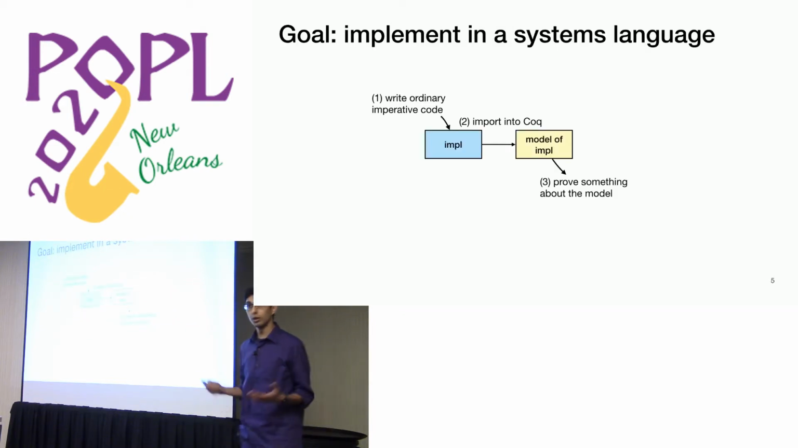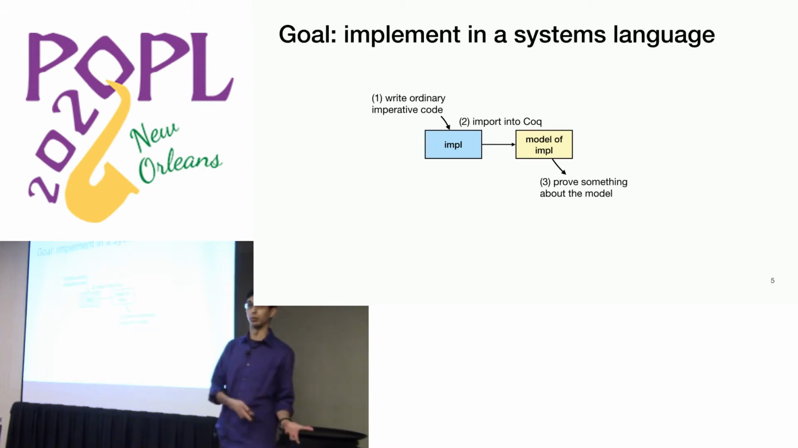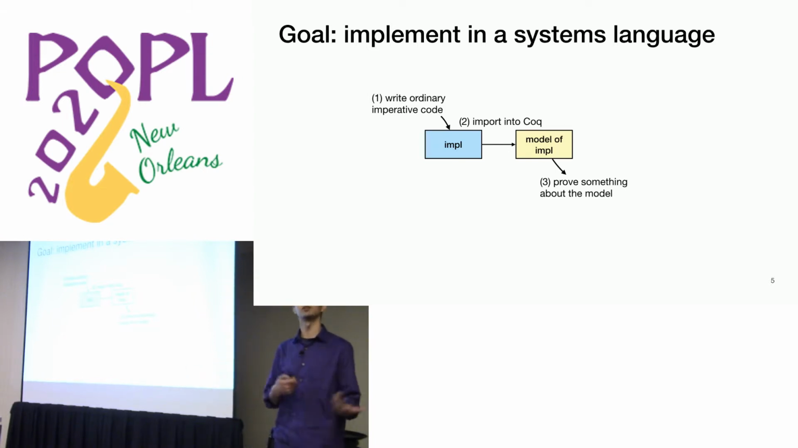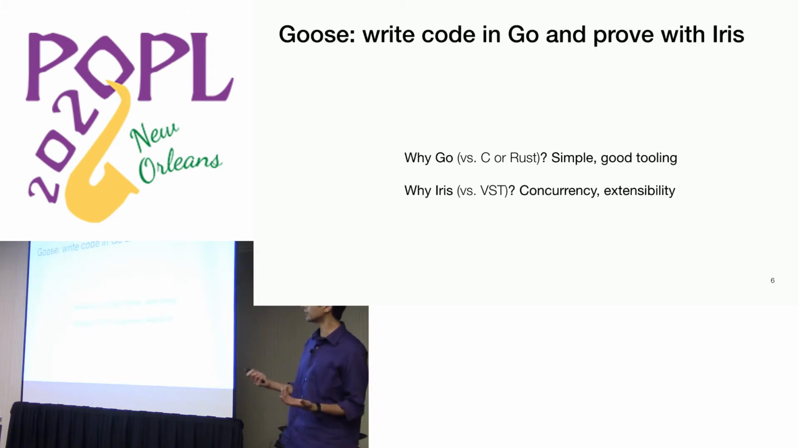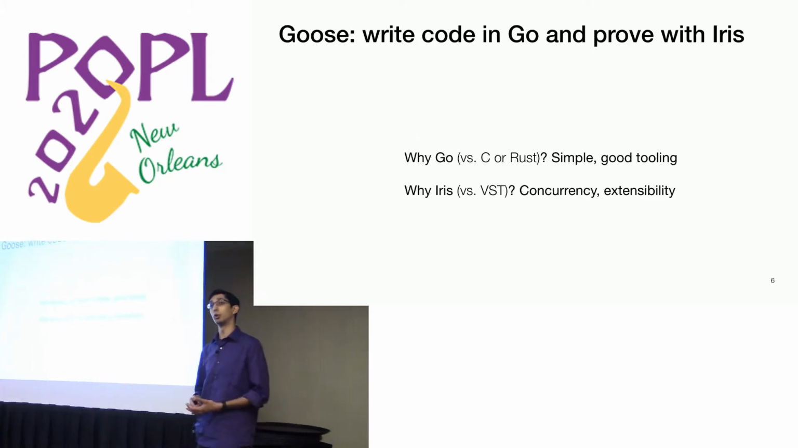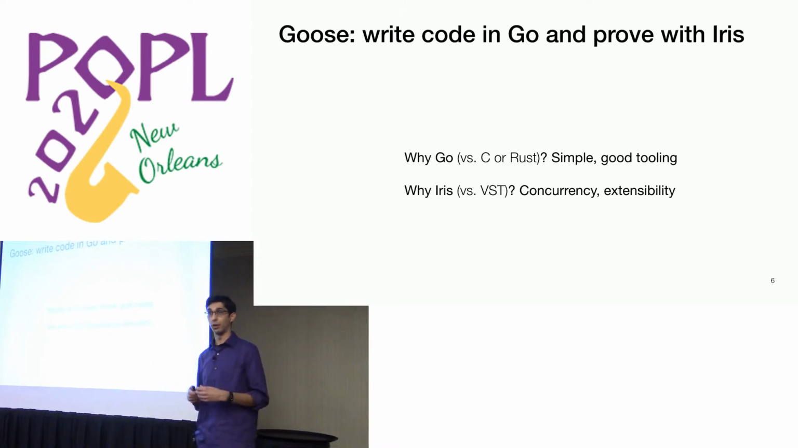Our goal when doing system verification is to write the code in an actual systems language, as opposed to, say, extracting from something written in calc. We want to write ordinary code, import it into calc, and then prove something on top of that model. Concretely, in this talk, I'm going to talk about a system called Goose. Goose supports writing code in Go and verifying it in calc using Iris.